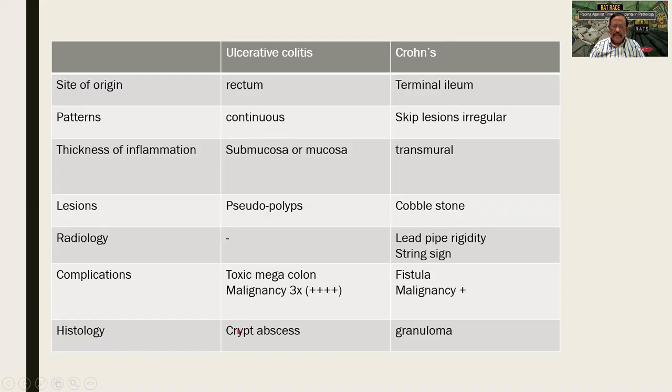Histologically, there is classical cryptitis in ulcerative colitis. Without this, we are not supposed to make a diagnosis, and granuloma is the hallmark of Crohn's disease. Please learn this tabular column by heart.